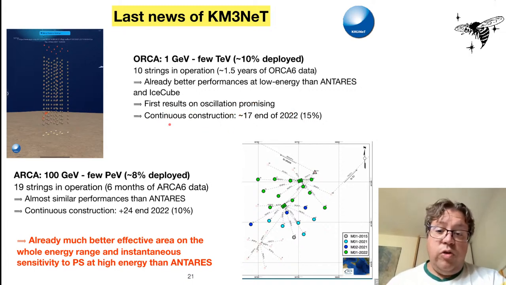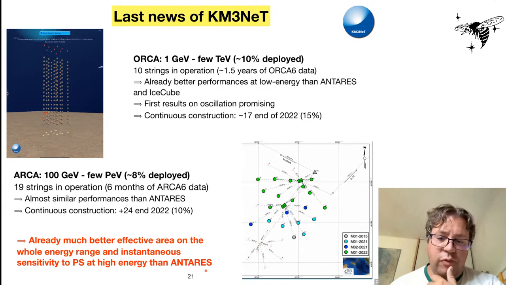And we are in continuous construction, and we will have around 7 lines more by the end of the year. So ARCA, the high energy, has 19 strings in operation, and you see the footprint there, and we have around 1 year of data. Here with the 90 strings, we have 3 times the Antares. By the end of the year, we will add more, and so we have a better horizon and sensitivity than Antares.